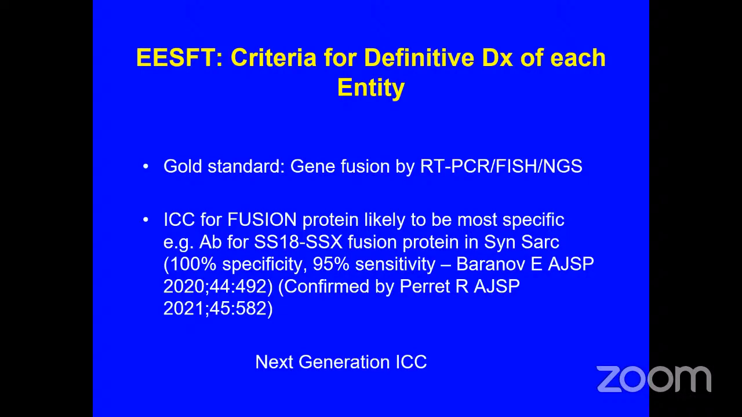The gold standard for definitive diagnosis of all these tumors is demonstration of gene fusion by different tests. The nearest ICC marker that comes to this gold standard is the one in which we identify the fusion protein. And there is an example of this recently described for synovial sarcoma. In synovial sarcoma, now we can have an antibody for the fusion protein, that is SS18-SSX fusion protein, which has 100% specificity and 95% sensitivity, according to a recent publication, which has been also confirmed by another publication. This type of antibody comes closest to demonstration of gene fusion and has been called a next generation ICC marker.